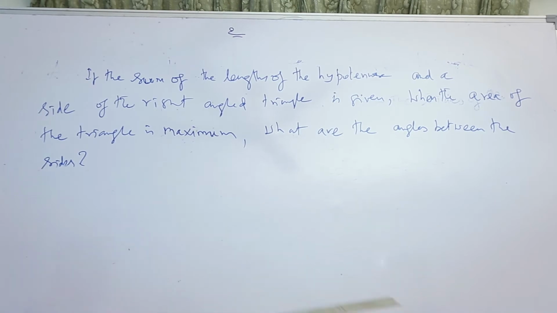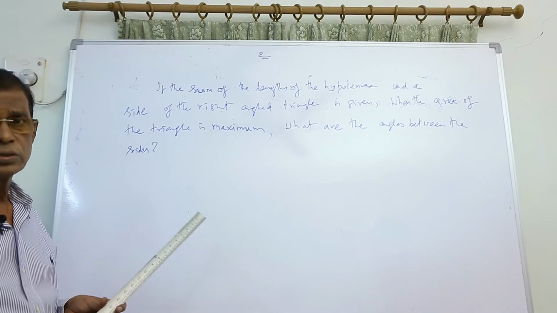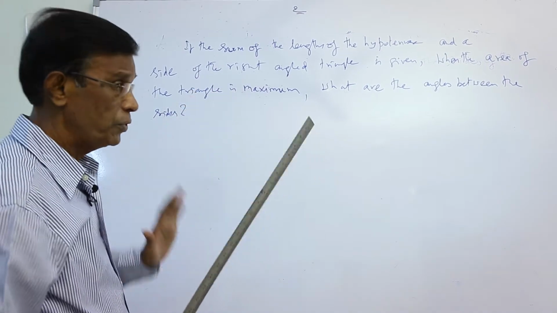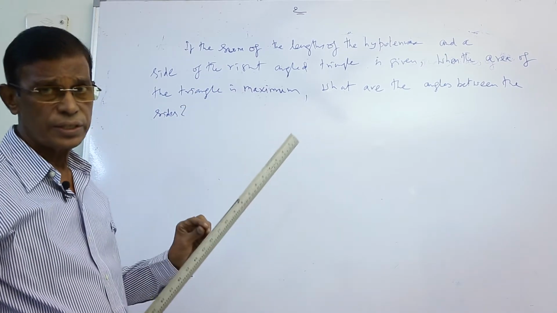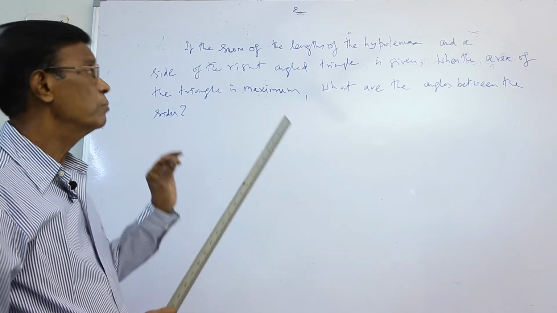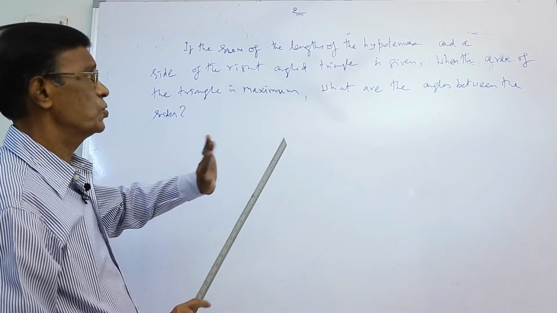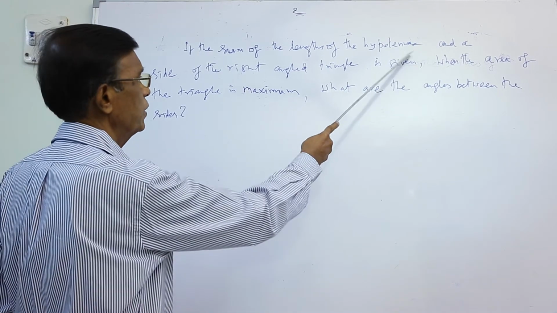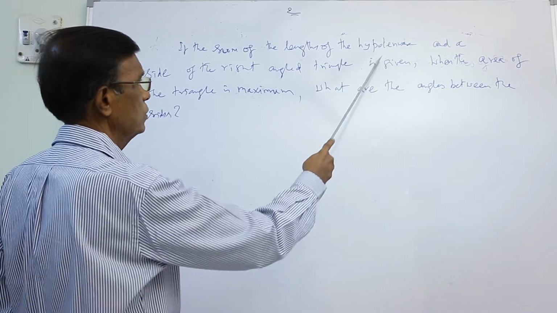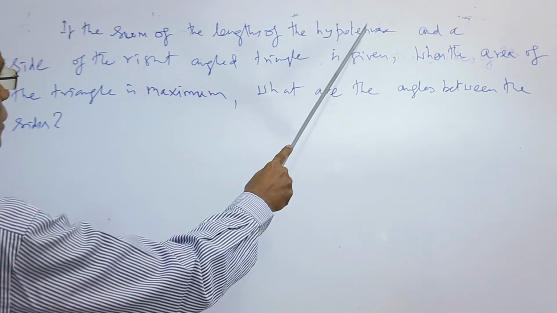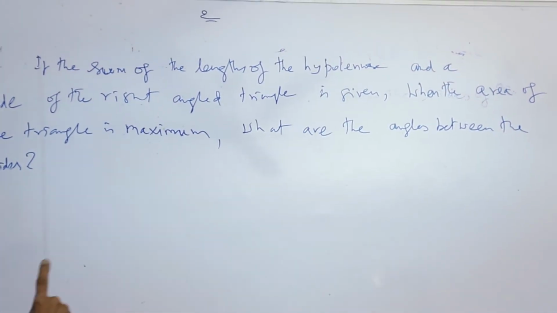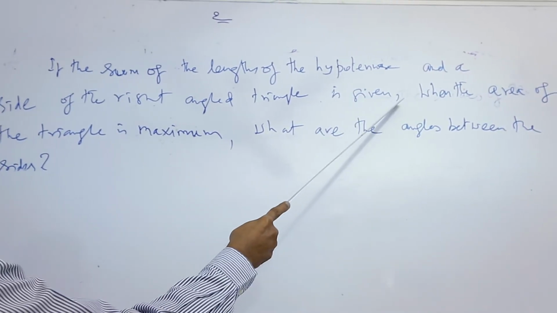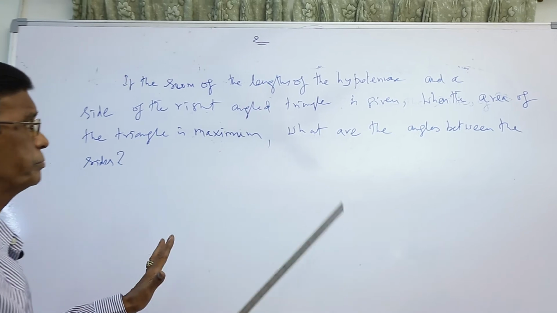That means what is that? It's not given. The student will ask you, sir, it is not given, what you are telling it is given. That means you can just take the sum as some constant which is not a variable. So that is how the sum of the length of the hypotenuse and a side is a constant. So these are the things you have to explain and tell them.